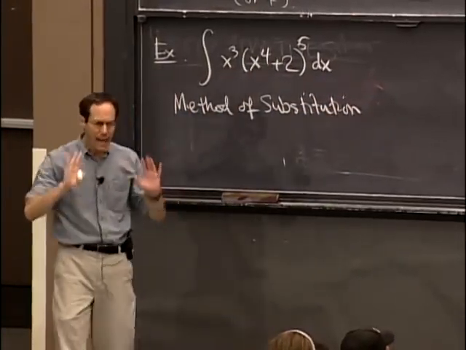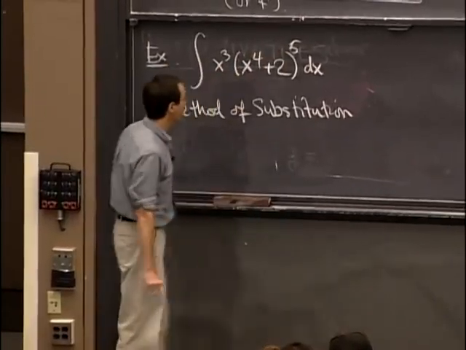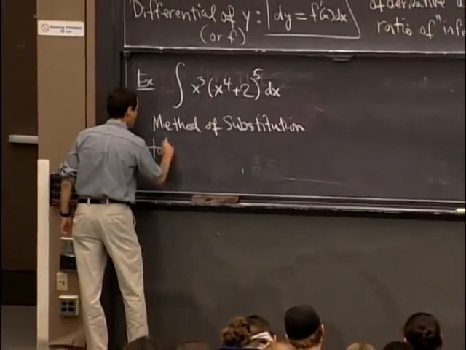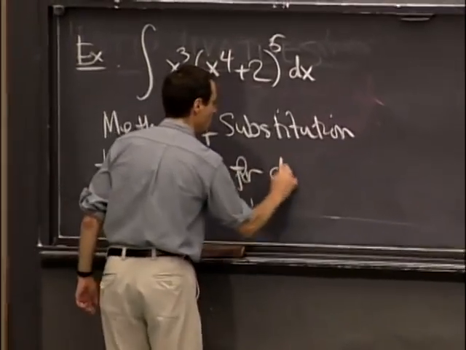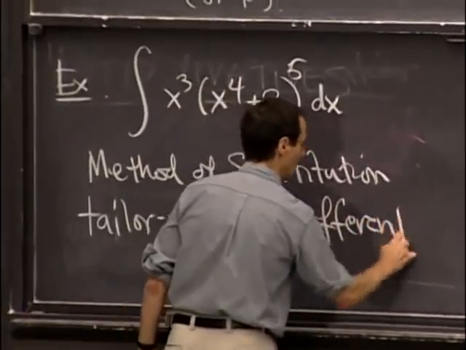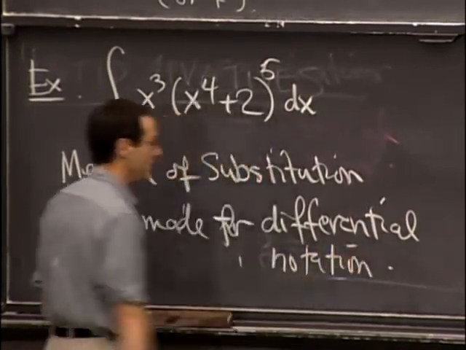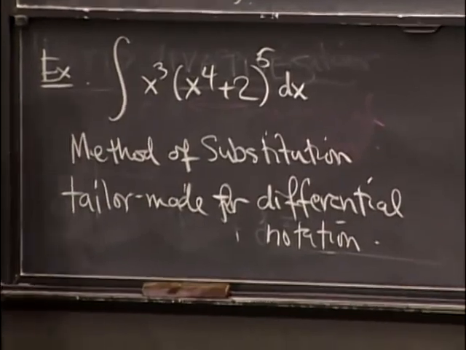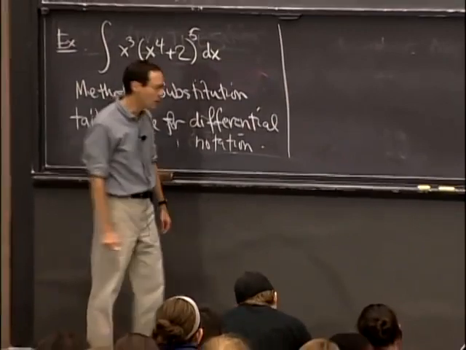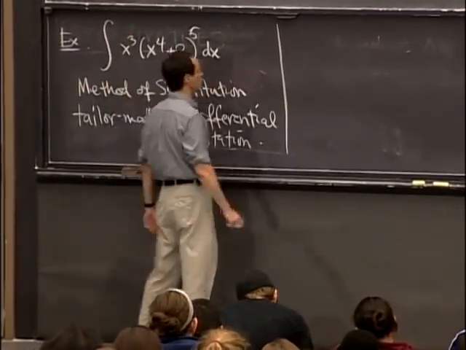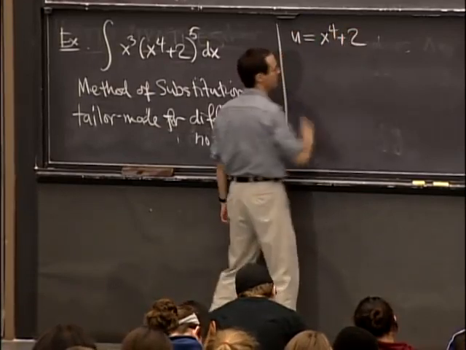And it is tailor-made for the notion of differentials. So tailor-made for differential notation. The idea is the following. I'm going to define a new function, and it's the sort of messiest function that I see here. It's u is equal to x to the fourth plus 2.